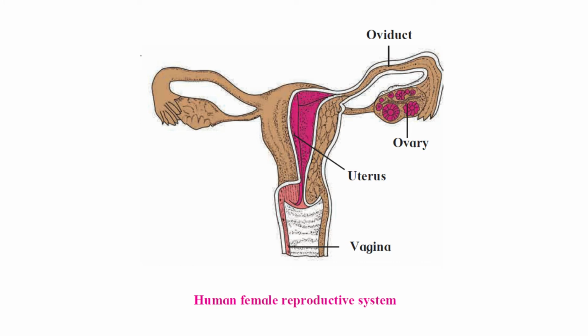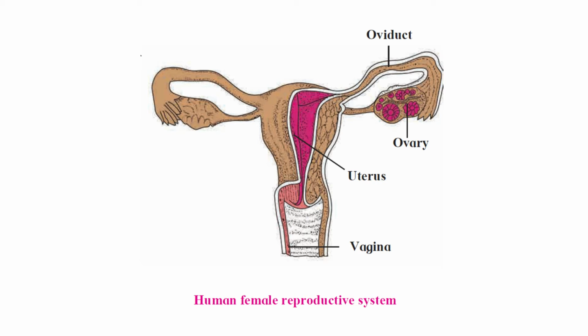Human female reproductive system. All the female reproductive organs are present inside the body in the abdominal cavity. It contains a pair of ovaries, a pair of oviducts, a single uterus and vagina. A pea-shaped gland is present on both sides of the opening of the vagina, called Bartholin's gland. The function of this gland is to lubricate the vagina, and it is homologous to the bulbourethral glands in male.